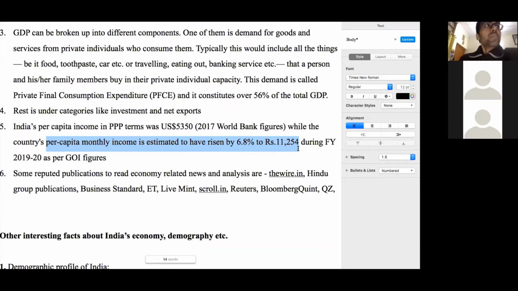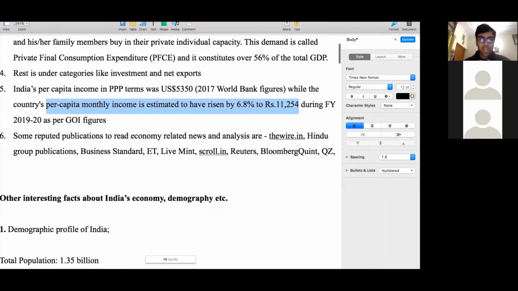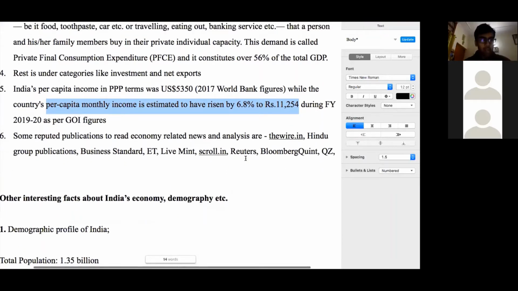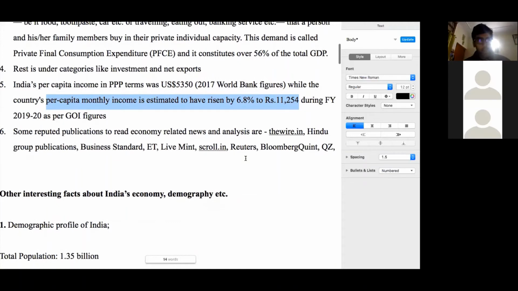So let's move on to some other interesting facts about the Indian economy. But before we move on there, does anyone have any question? If anyone has a question, you can ask.